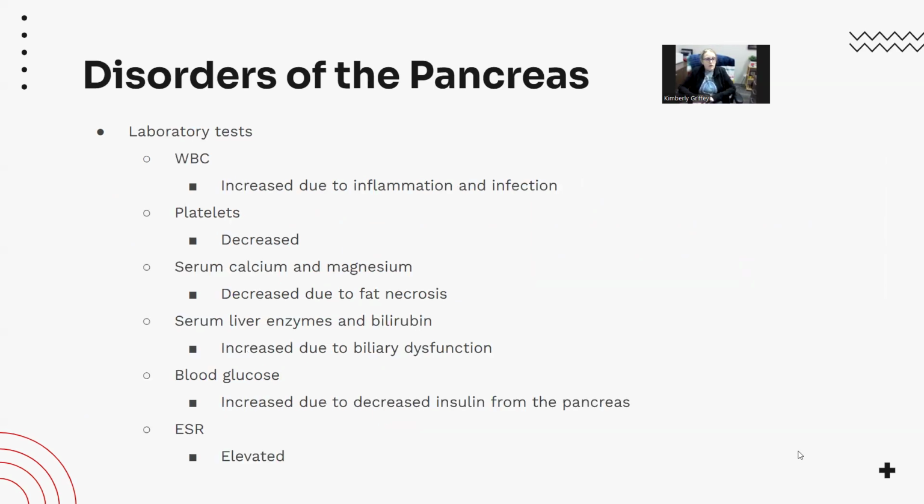For labs, we're going to monitor white blood cells. This can be due to inflammation and infection. Platelets are going to be decreased. Your calcium and mag are going to be decreased due to fat necrosis. Your liver enzymes and bilirubin are going to be increased due to biliary dysfunction. Your blood glucose levels will be increased due to decreased insulin from the pancreas. Remember, insulin is secreted from the pancreas, and you can have your ESR, or erythrocyte sedimentation rate, elevated.